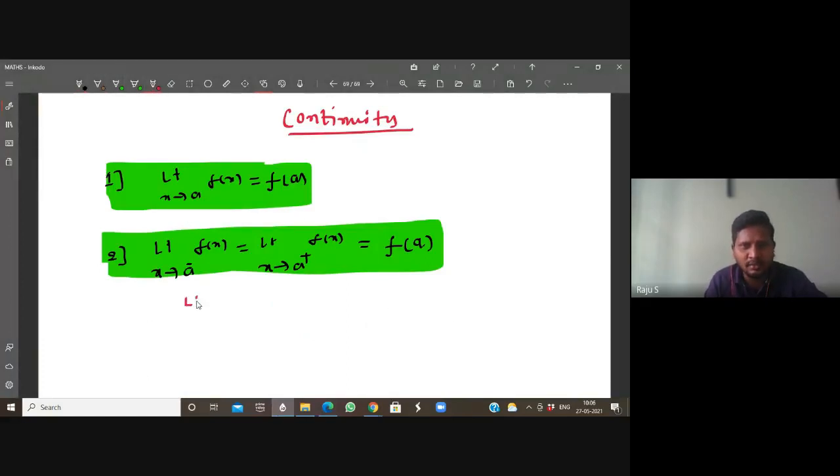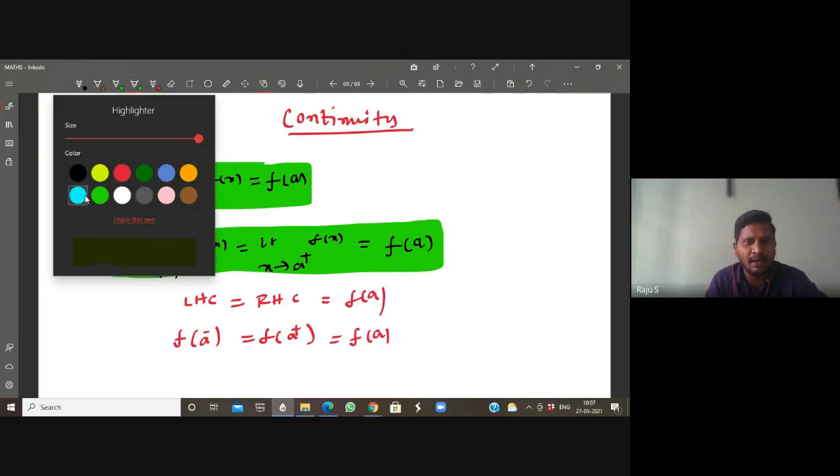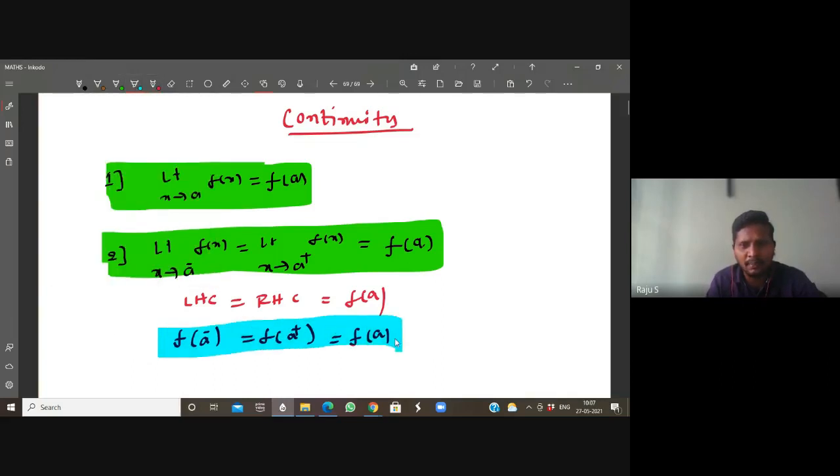Left hand continuity, this can also be written as LHC equal to RHC, this is equal to f of a. Or simply we can write f of a minus, this is equal to f of a plus, this is equal to f of a. So what is the meaning of this f of a minus, f of a plus? A minus means left hand continuity at a. Plus means right hand continuity at a. F of a, the function value at a. So if all three values coincide or are equal, then only the graph of the given function is continuous. Otherwise, there is a break.